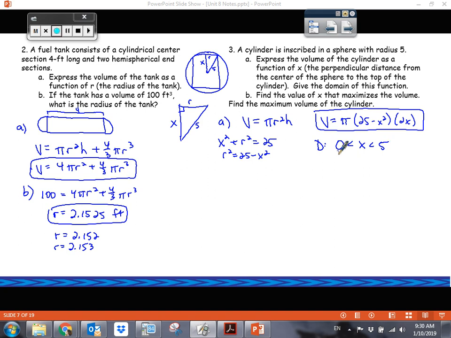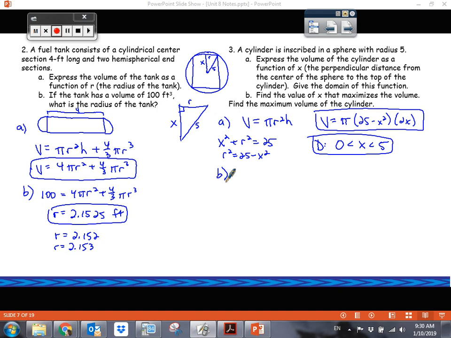Let's look at the 0 first. If x was smaller than 0, like -1, that would cause my volume to be negative, wouldn't it? That'd be a problem. Or if I put a number in here bigger than 5, like 6, wouldn't that cause this factor to be negative and my volume would go negative? That would be a problem. So that's how we find the domain. That's the easiest way: think about, in factored form, what would make each of those factors 0. And that gives us our domain. That's part A.